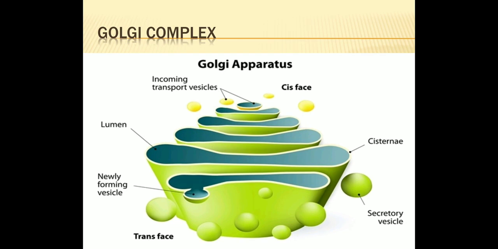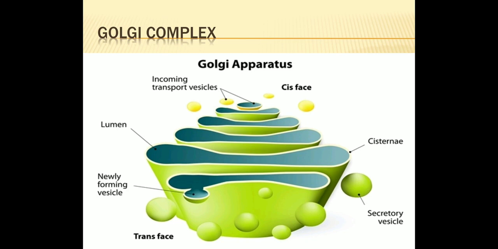Each cisterna has a forming face, which is called the cis face. Cis means on the same side, and it has a maturing phase. The maturing face is also called the trans face. Trans means the opposite side. So each cisterna has two phases. One is cis, that is the forming phase, and the other one is trans, that is the maturing phase.